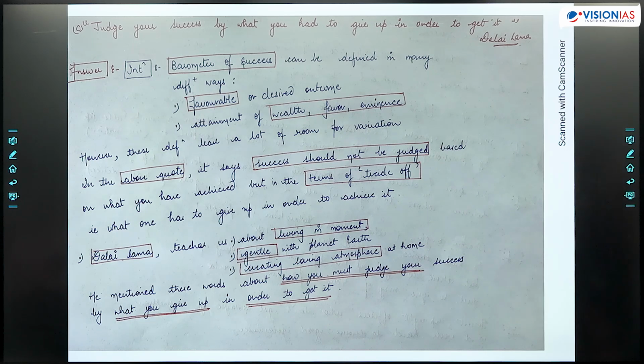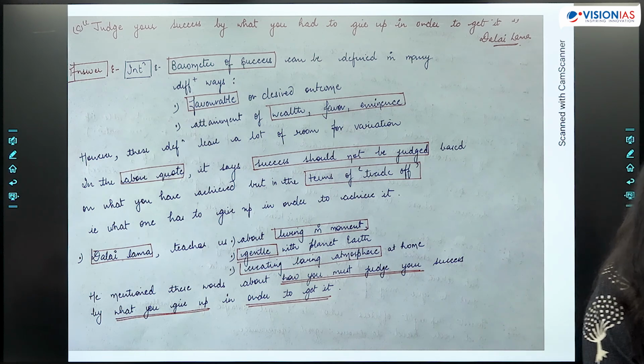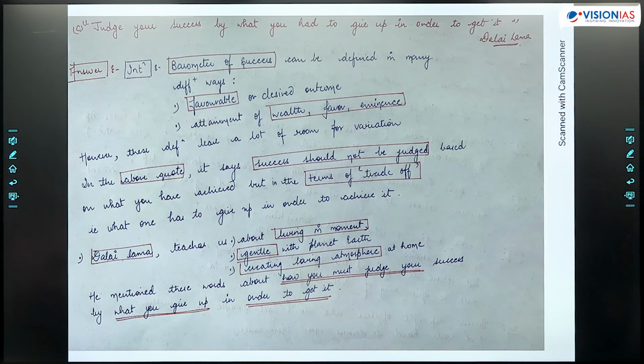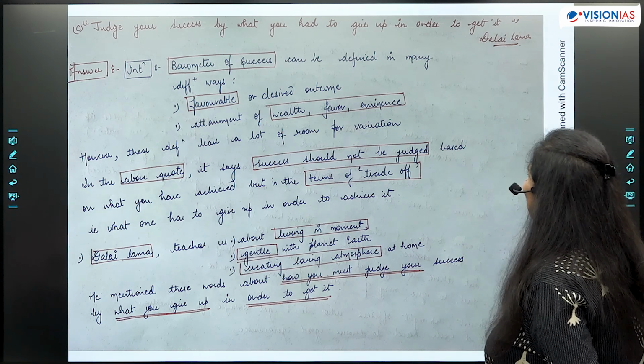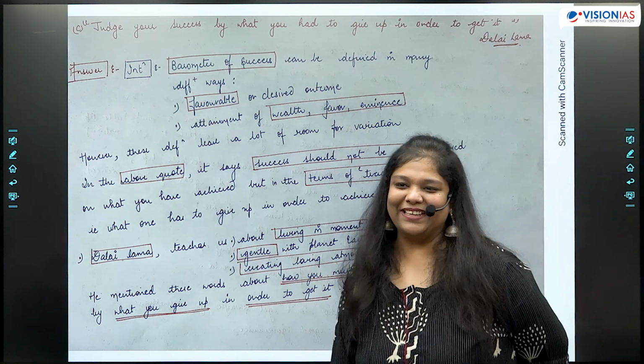Read it. Judge your success by what you had to give up in order to get it. Just tell me what you are interpreting from this. Read the statement again. No, read it in your mind. Judge your success by what you had to give up in order to get it.